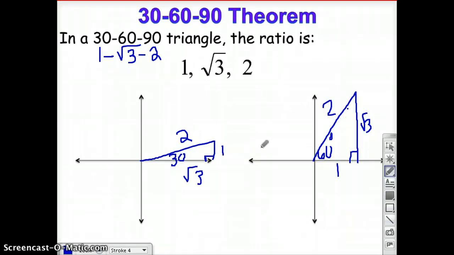So when you're dealing with reference triangles, you might be given a point, like we were in example 1, but if you're not given a point, chances are it's a special right triangle, and you need to fill in the ratios yourself.